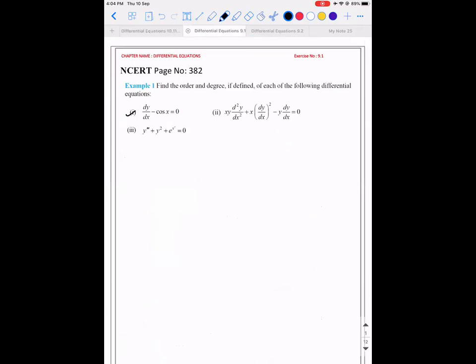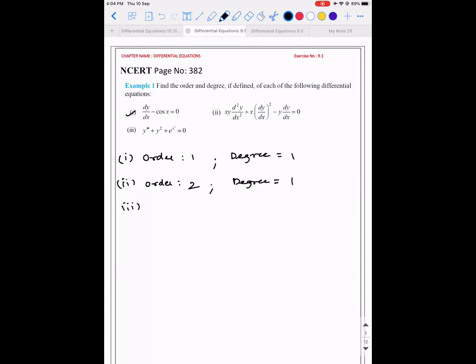dy by dx minus cos x is equal to 0. They're asking the order and degree. Order is 1. Degree is 1. Second: order 2, that's right. Degree is 1, because it's a polynomial equation.